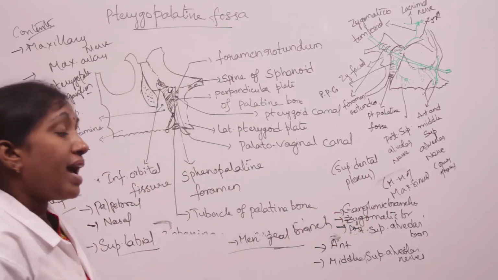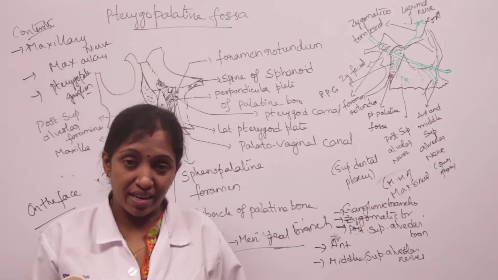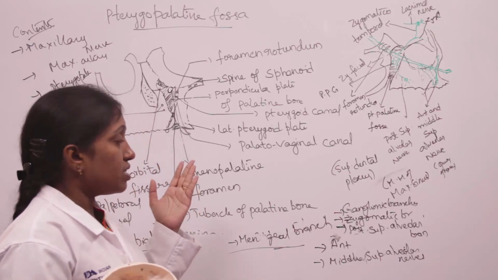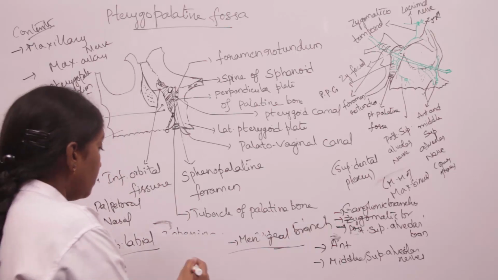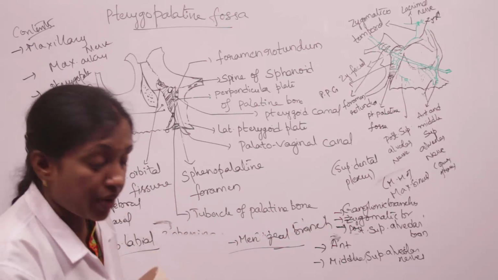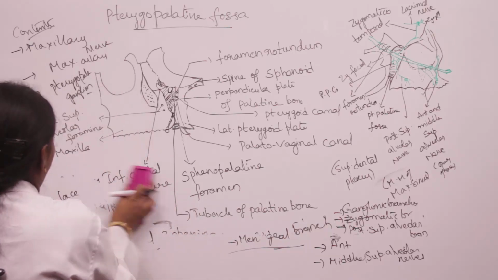And coming to the maxillary artery, we have already discussed the maxillary artery. And what are the branches given by the third part of the maxillary artery? What are the branches given by the maxillary artery? PIG PASS.